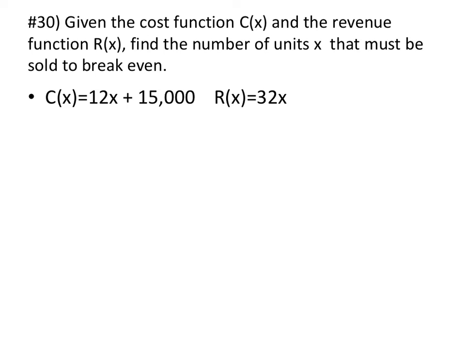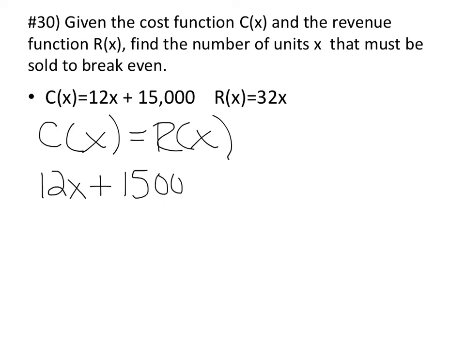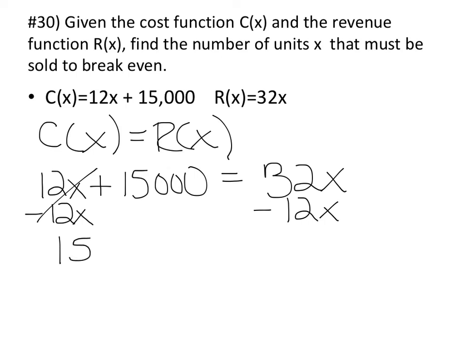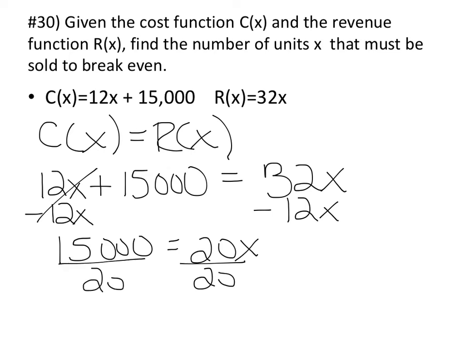Number 30 says, given the cost function C of x and the revenue function R of x, find the number of units x that must be sold to break even. Now, when you're doing a break-even point, you want to do C of x is equal to R of x. So we know C of x is 12x plus 15,000, and R of x is 32x. So I'm going to just subtract 12x from both sides to get my variables together. That leaves me 15,000 is equal to 20x. And divide both sides by 20. 15,000 divided by 20 is 750. So I have x is equal to 750. So my break-even point is 750 units.